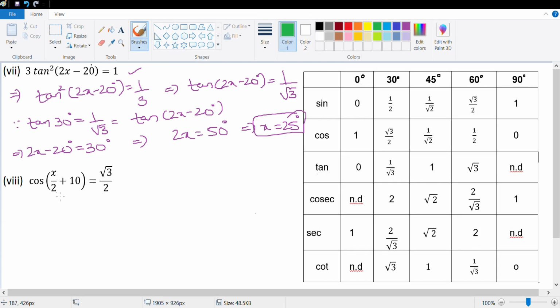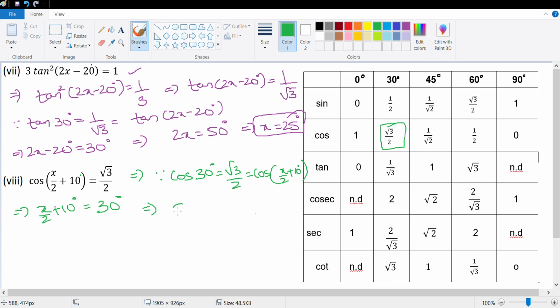Let's look at the next one. Cos of x by 2 plus 10 degree is equal to root 3 by 2. Since cos 30 degree is equal to root 3 by 2, which is given equal to cos of x by 2 plus 10 degree, this means x by 2 plus 10 degree is equal to 30 degree, which means x by 2 is equal to 20 degree, and this gives us x is equal to 40 degree. Cross multiplying, that gives us our answer. Let's look at the next one.